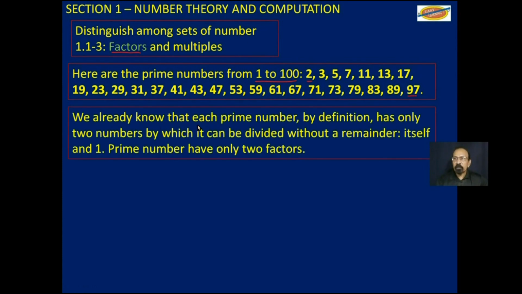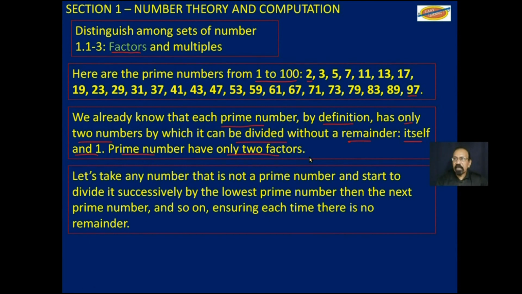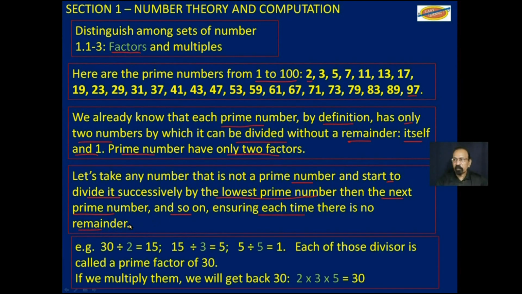We already know that each prime number, by definition, has only two numbers by which it can be divided without a remainder, itself and 1. So prime numbers have only two factors. Let's take any number that is not a prime number and start to divide it successively by the lowest prime number, then the next higher prime number, and so on, ensuring that each time there is no remainder. So if you take 30, for example, and you divide it by 2, that's the lowest prime number, you get 15.